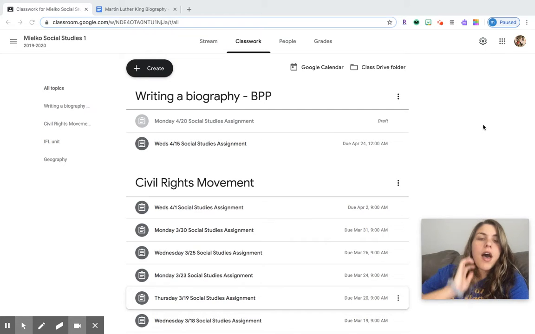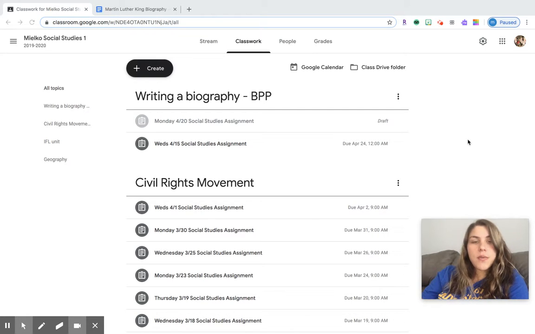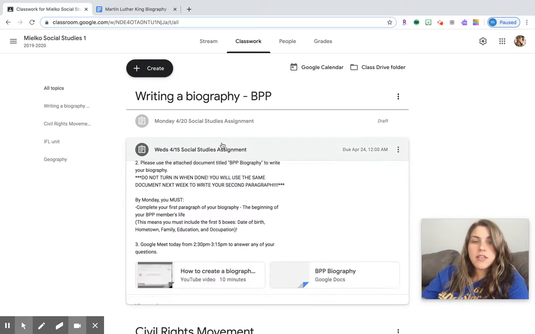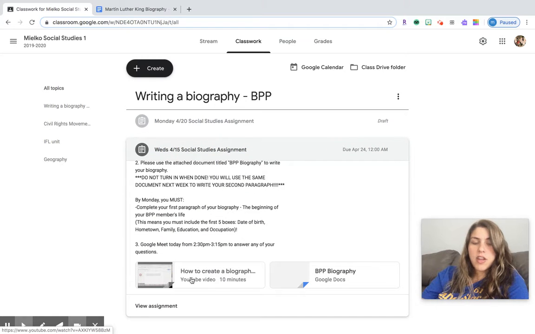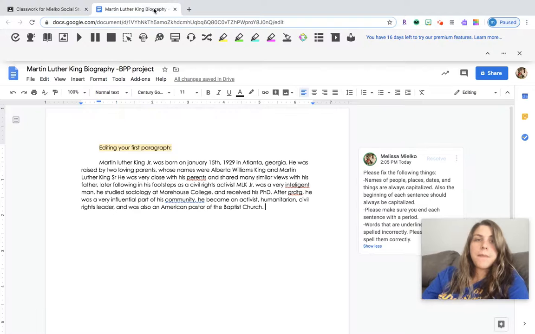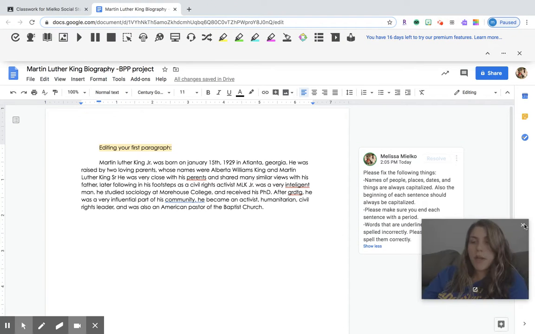But moving forward, I would like to show you where you would find that. There's no new document for today's assignment. You have to go back to last week's assignment titled Wednesday 415 Social Studies assignment. If you go back into this assignment, you'll see my video from last week, and also the BPP biography that you started last week, and it should say your name. Go ahead and click on that, and now you should be at your biography.